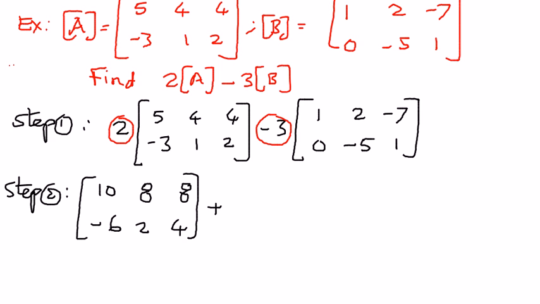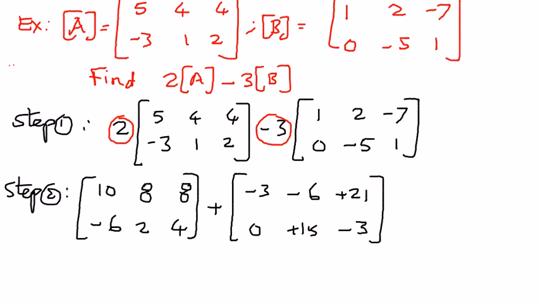Let us do this. We'll put it as a positive sign and then distribute the -3 to every one of the terms. -3 times 1 is -3. -3 times 2 is -6. -3 times -7 is positive 21. -3 times 0 is 0. -3 times -5 is positive 15. -3 times 1 is -3.